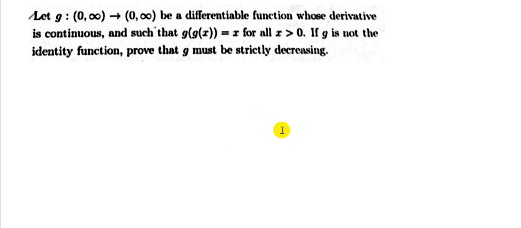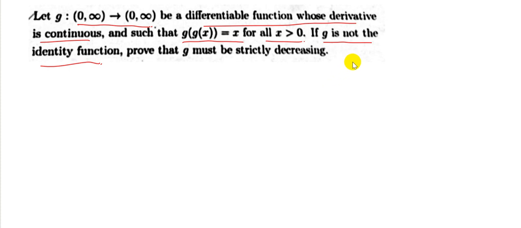Today we are discussing the subjective questions of the ISI Bstat paper, and this is question number 4, where we are told that g is a function which is differentiable and the derivative is continuous in the domain 0 to infinity, and g of g of x is equal to x in the same domain. And it is also told that g is not the identity function.